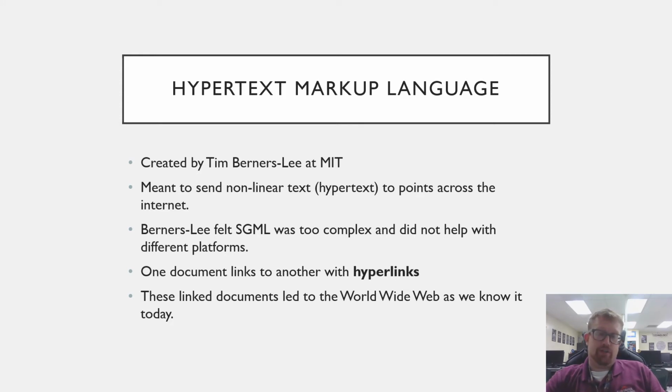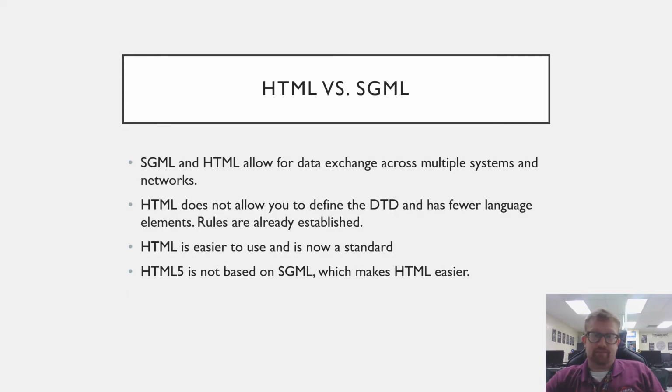Berners-Lee thought that SGML was too complex and it did not help with different platforms. It wasn't very user-friendly, is what he was saying. One document links to another with hyperlinks. So when you were writing HTML, you could have one document be connected, and those hyperlinks would bridge them together. These linked documents ended up being the World Wide Web as we know it today.